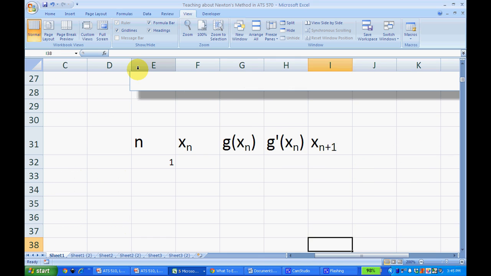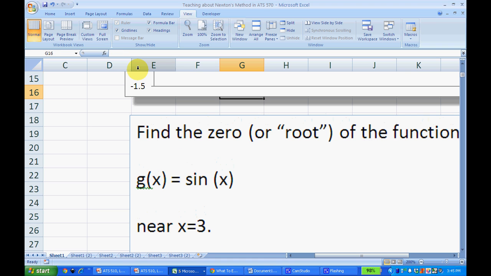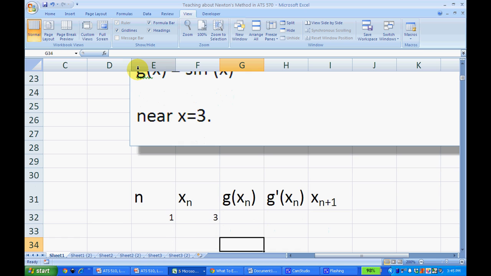All right, so over here, for guess number 1, I said that we're going to be looking for it near 3. So our guess x of 1 is 3. Okay, g of x, our function, is just right here: g of x is the sine of x.